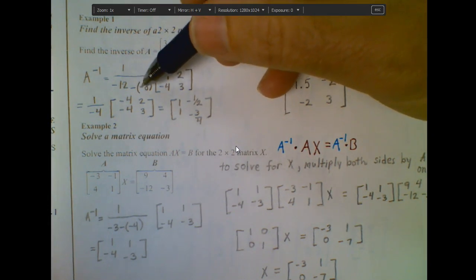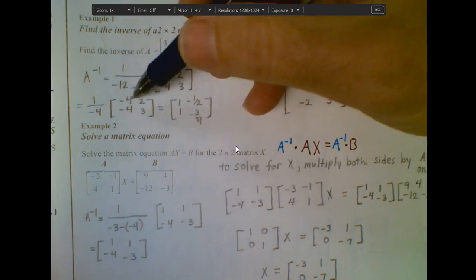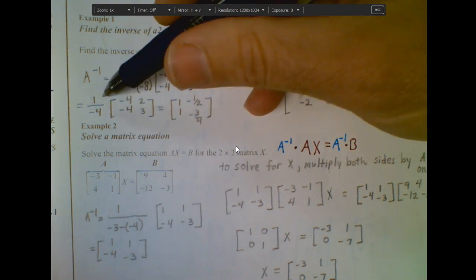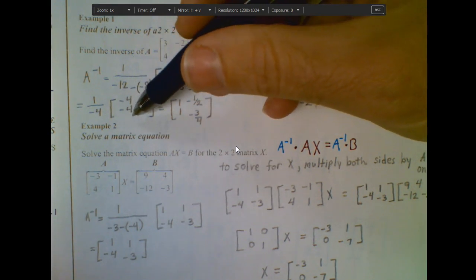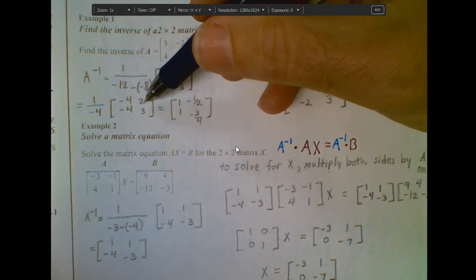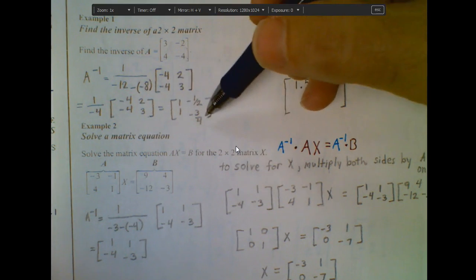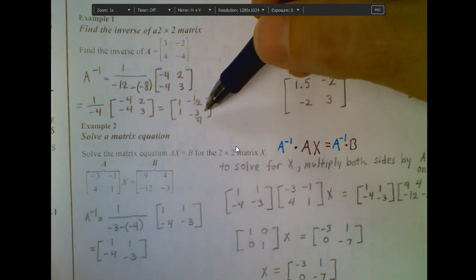A little cleanup on this, and I get 1 over -4. All right, that's my 1 over my determinant. Here's the altered matrix. So if I distribute the -1/4 to all of those numbers, I get this. And this is now my inverse matrix.